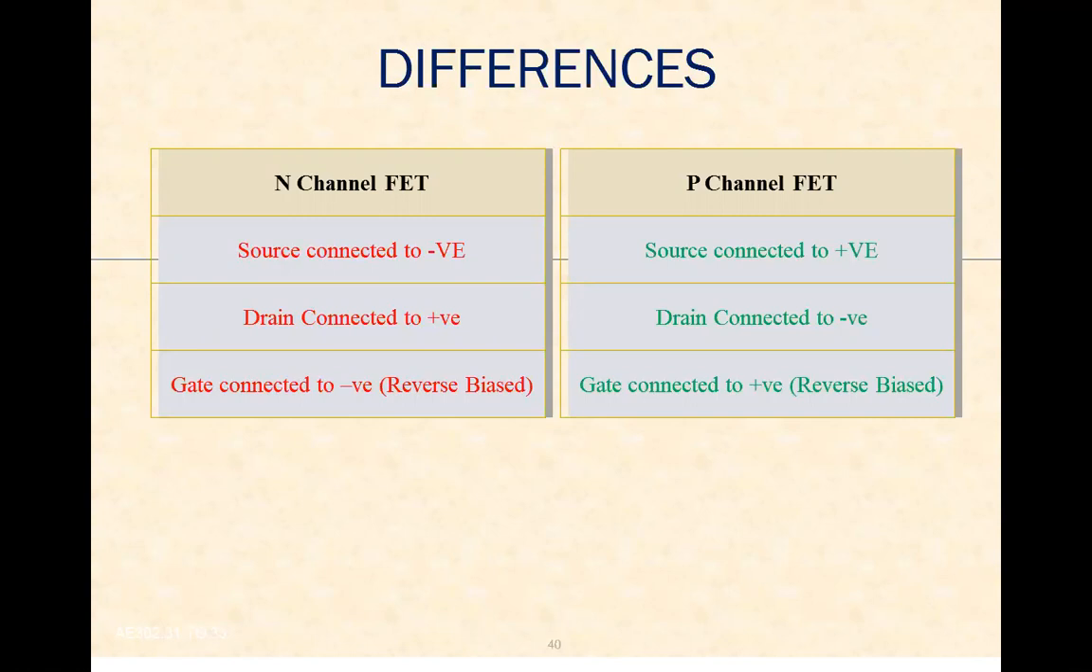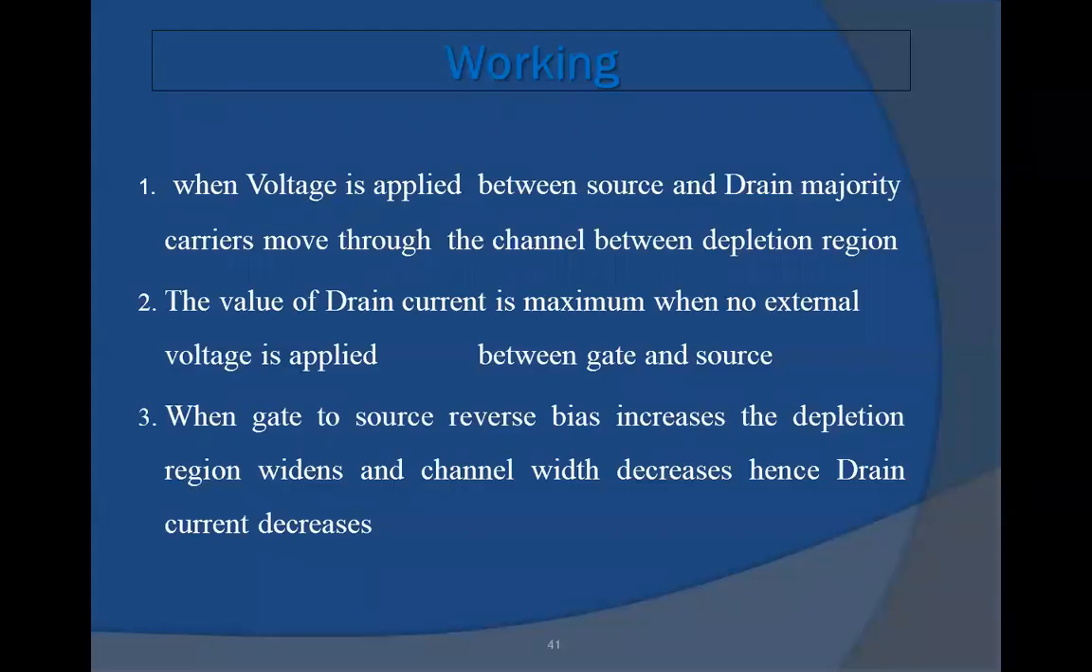In N type, gate is connected to negative, there is reverse bias. But here gate is connected to positive and a forward bias, sorry, reverse bias. So when voltage is supplied between source and drain, majority carriers move through the channel between the depletion region. The value of drain current is maximum when no external voltage is supplied between gate and source. When the gate to source reverse bias increases, the depletion region will widen and channel width decreases, hence drain current goes on decreasing.